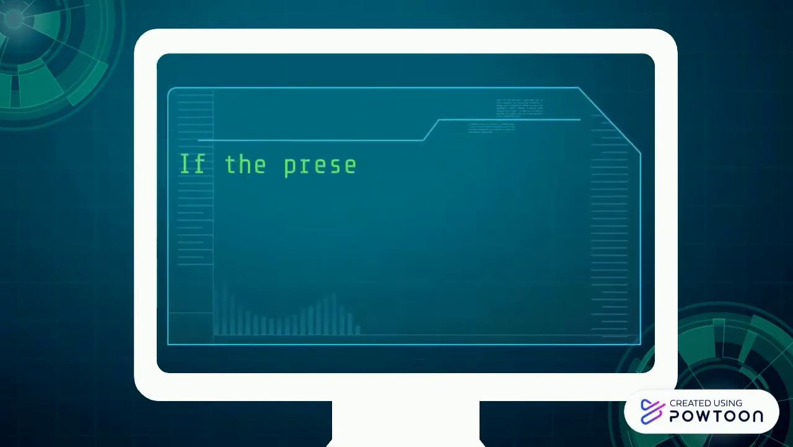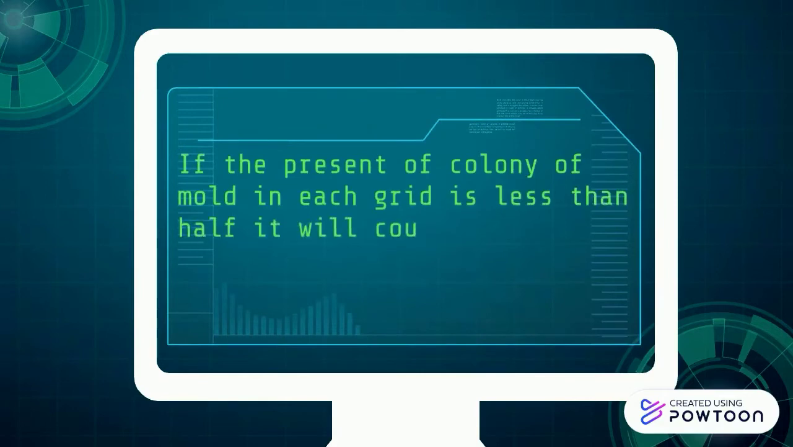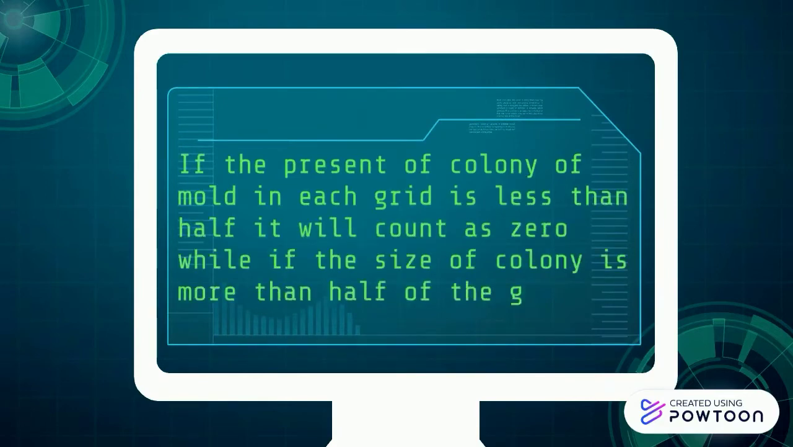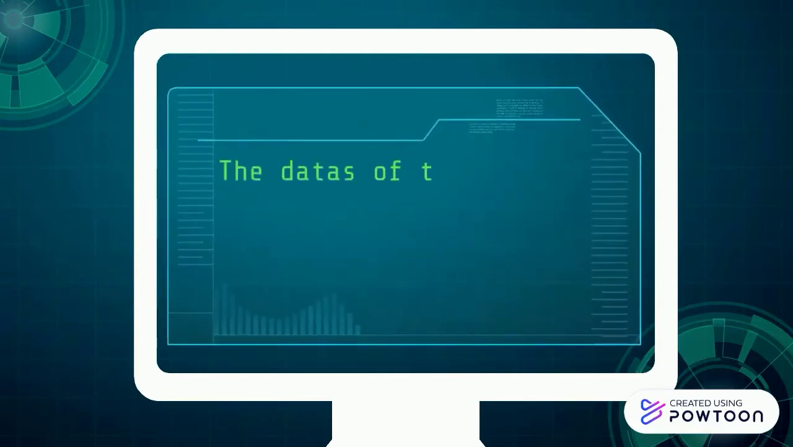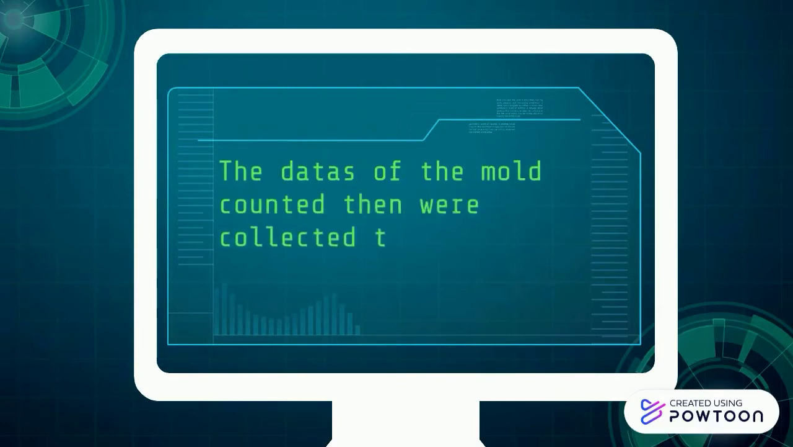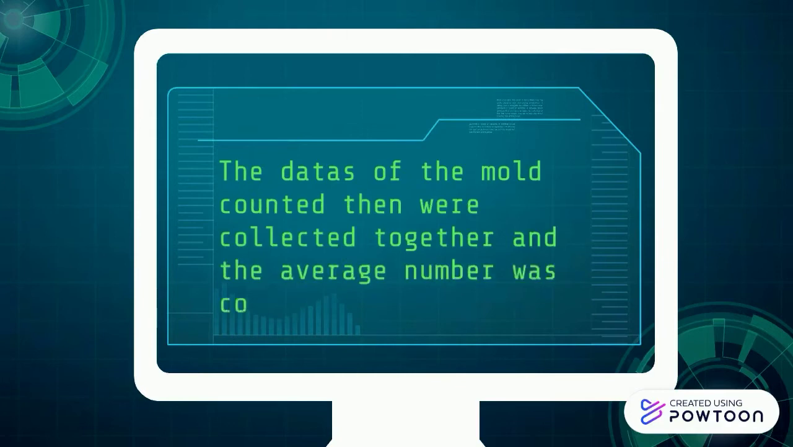If the percent of colony of mold in each grid is less than half, it will count as 0, while if the size of colony is more than half of the grid, it will count as 1. The data of the mold then will be counted and collected together. The average number of all the mold collected then will be counted.